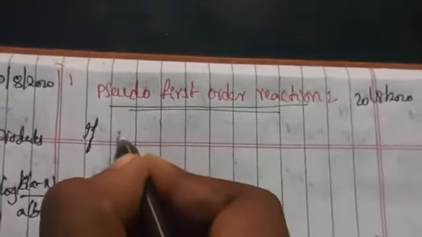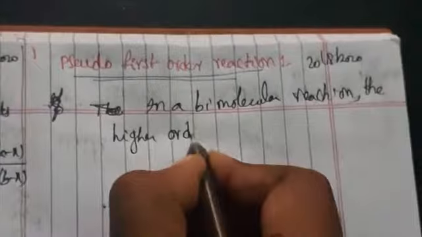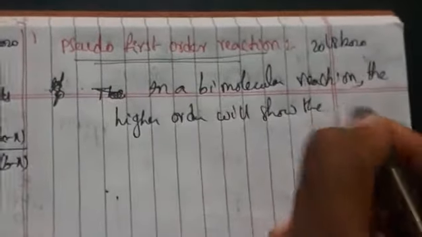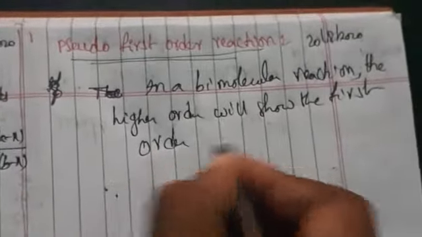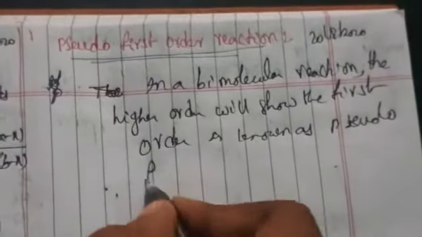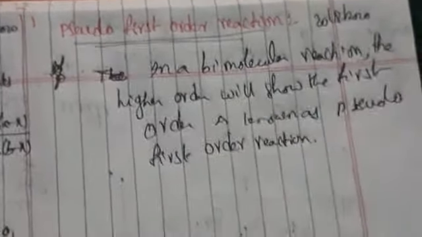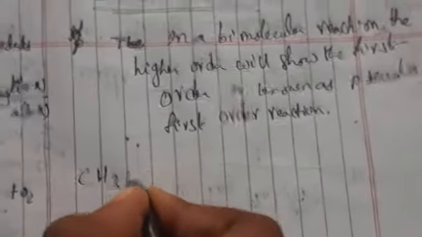So pseudo first order reaction is nothing but what here? For example, in a bimolecular reaction, the higher order will show first order, and it is known as pseudo first order reaction.